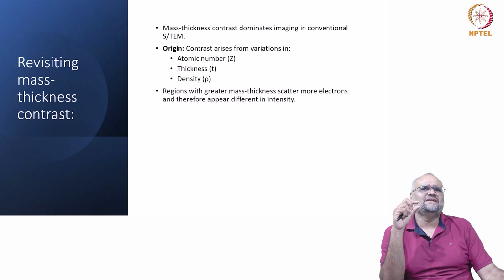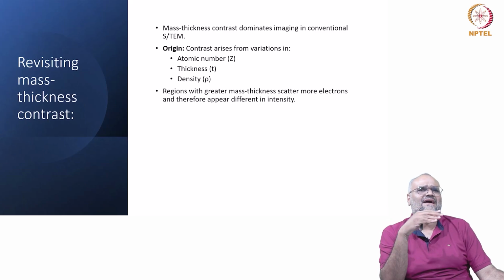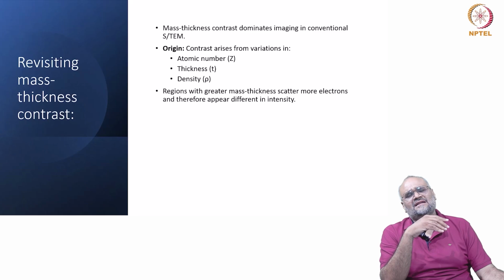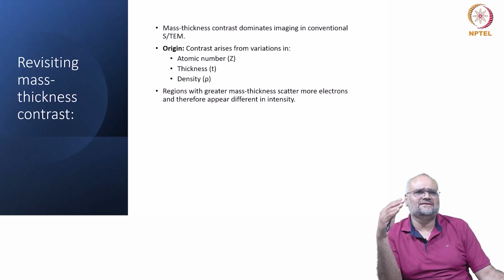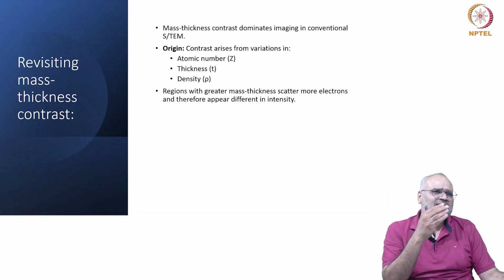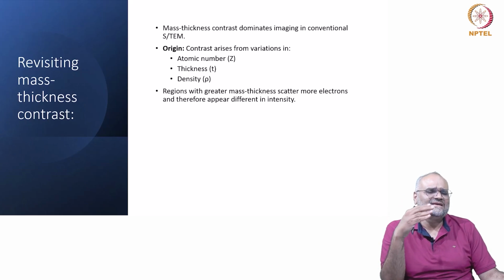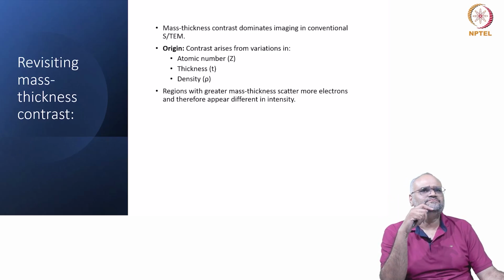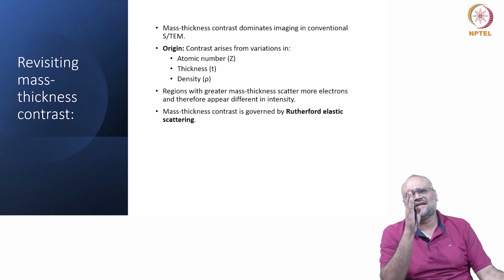The regions with greater mass thickness scatter the electrons more strongly and they have a difference in intensity. If I am recording in bright field mode, greater mass thickness appears darker, but while I am imaging in dark field mode, the vice versa holds true. That is, greater mass and thickness would give you a brighter intensity in the image that you are recording. So the mass thickness contrast is governed by the Rutherford elastic scattering expression.